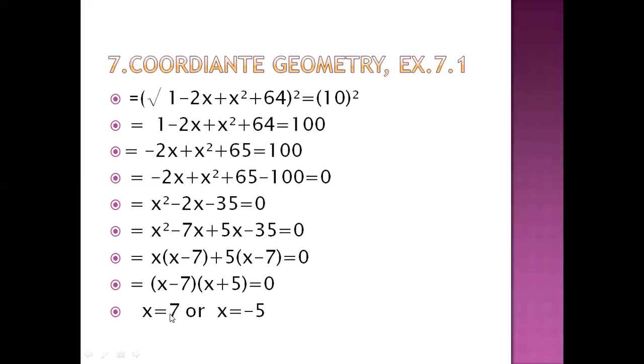Substitute either 7 or minus 5 in place of x in the point, and you'll get the distance between the 2 points as 10 units. If you want, you can verify it also.